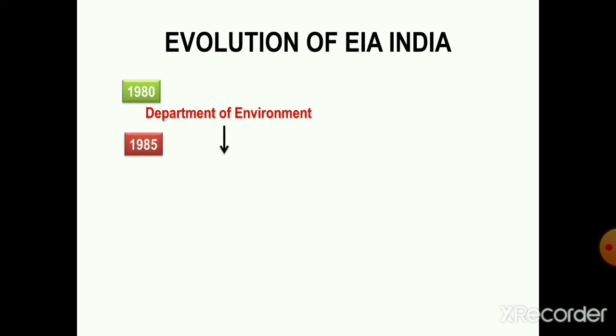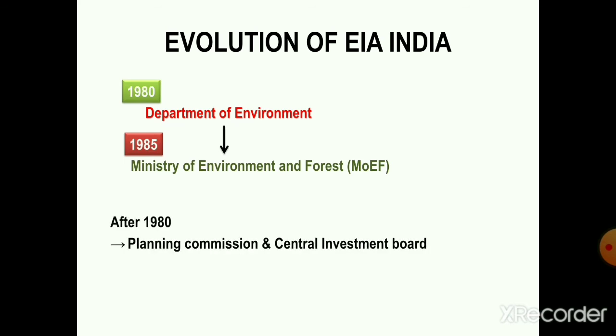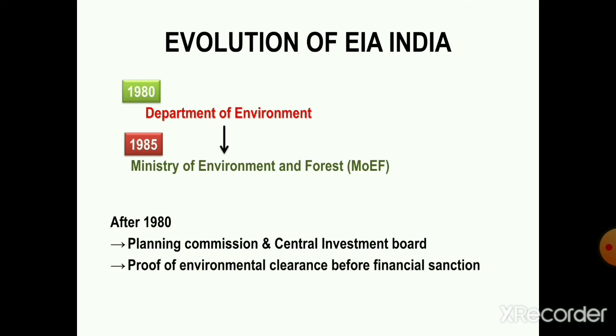In 1980, with the establishment of Department of Environment, these issues were formally attended by them. Later, in 1985, this department was upgraded to Ministry of Environment and Forest. After 1980, the clearance of large projects from environmental angle became an administrative requirement because the Planning Commission and the Central Investment Board sought the proof of such clearance before the financial sanction to such projects.